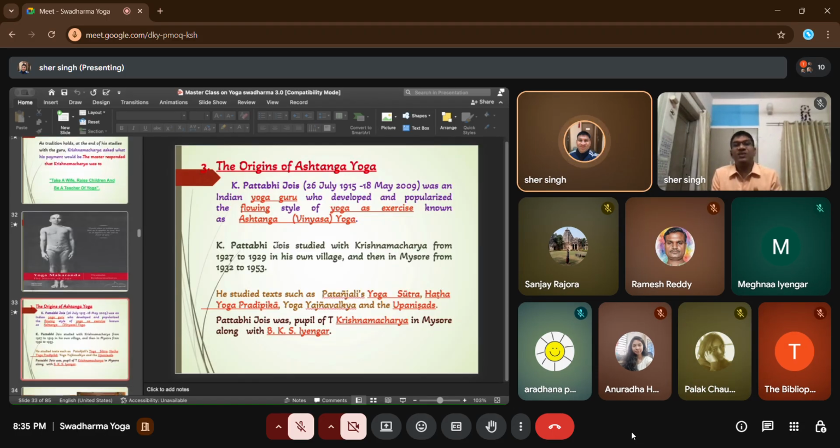Then after this, Krishnamacharya's student was K. Pattabhi Jois. He was also an Indian yoga guru, and he also developed this Indian style, this Vinyasa yoga. He studied with Krishnamacharya in Mysore only.